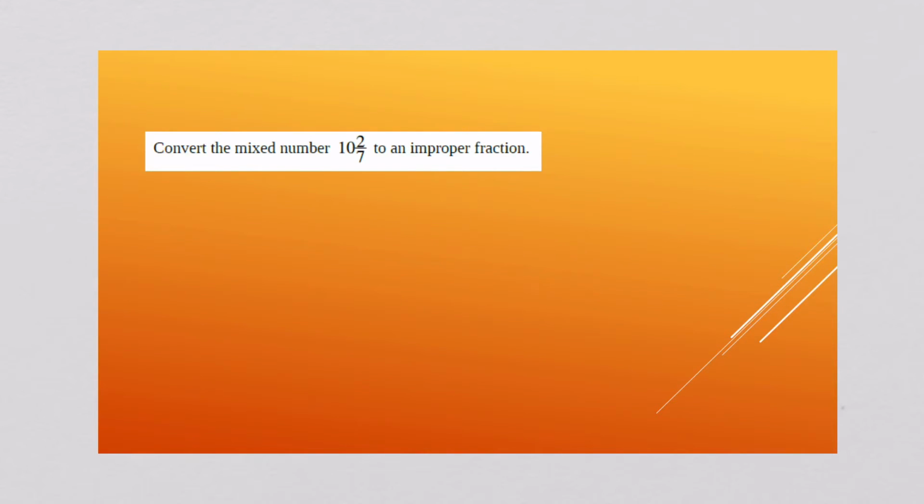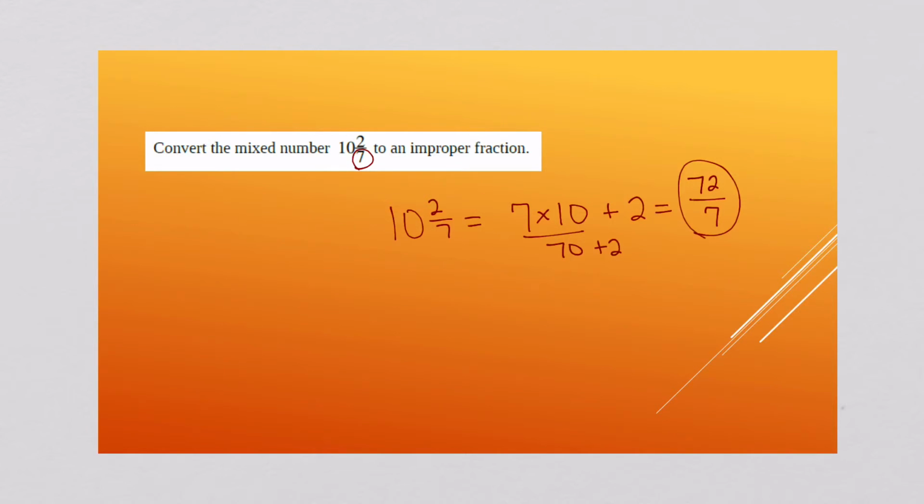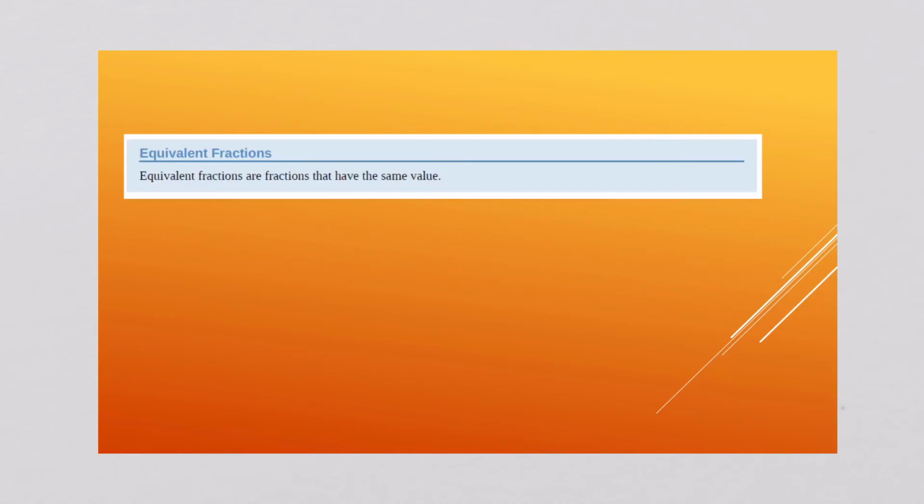Okay, let's convert 10 and 2/7 into an improper fraction. You do 7 times 10 plus your numerator. So denominator times your units plus your numerator. So 7 times 10 is 70 plus 2. Our new numerator is 72. We do not change our denominator. 72/7.